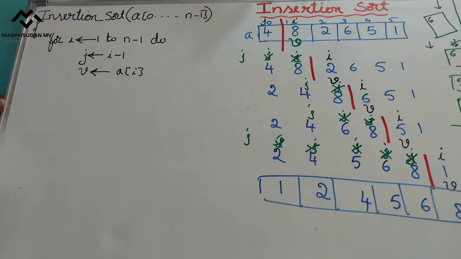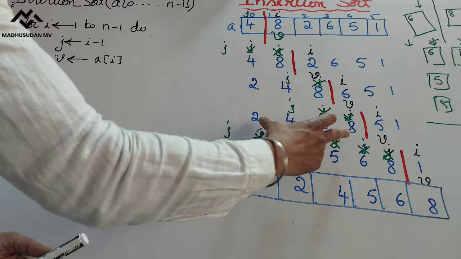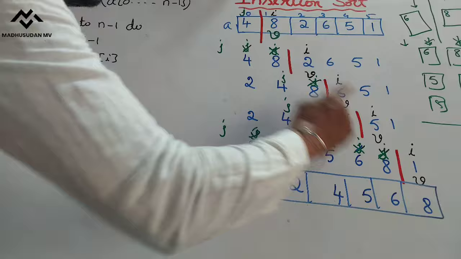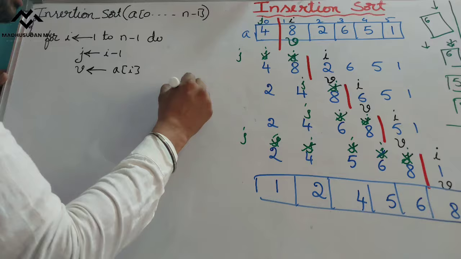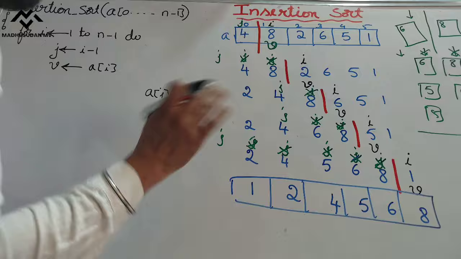Now what did we do? Now we start comparing with the last element in our sorted list. This is the sorted list's last element. That jth element I am comparing with the value. So what I am comparing actually is A of j greater than value. And I am comparing this as long as j is equal to some value. When j comes out of that, I'm not comparing, because there is no element here.